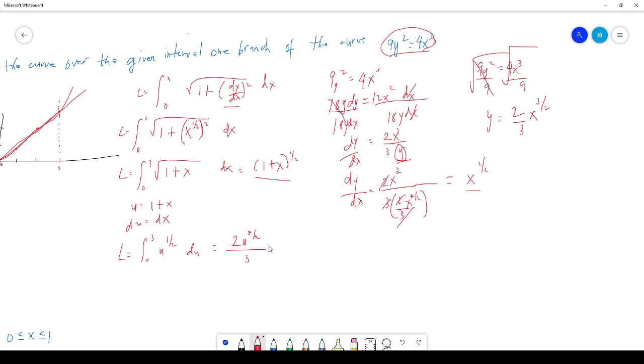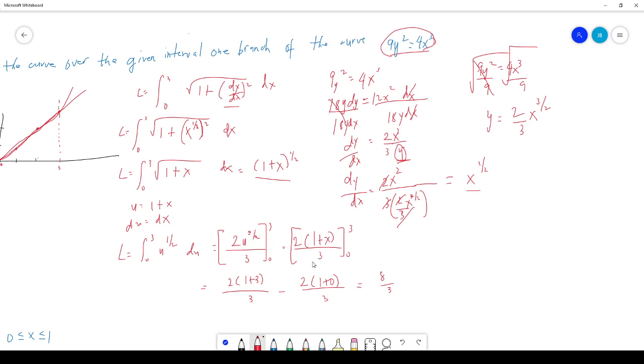Okay, that's 3/2. And that is from 0 to 3. Let's change it in terms of x muna. 1 plus x over 3, and that is from 0 to 3. Then substitute. So 2 times 1 plus 3 over 3 minus 2 times 1 plus 0 over 3. That would be equal to 2 times 4, that's 8 over 3.